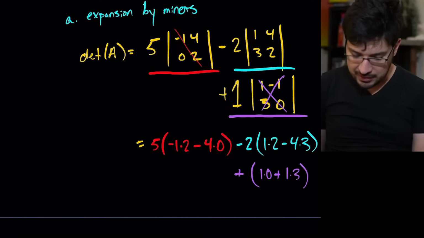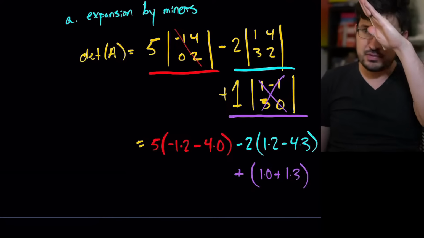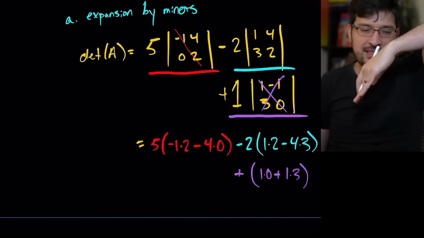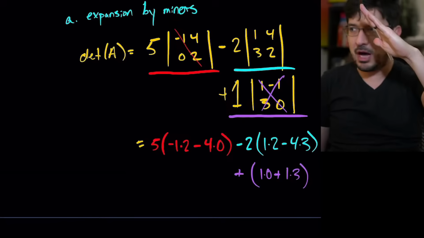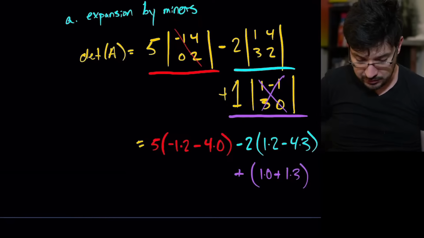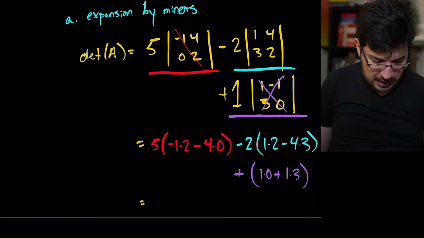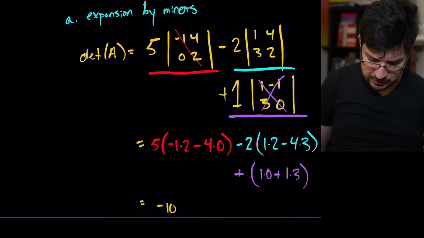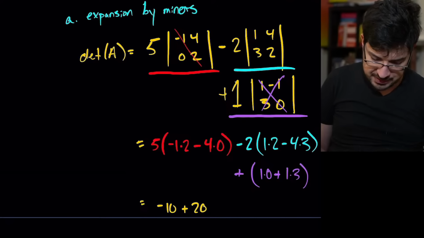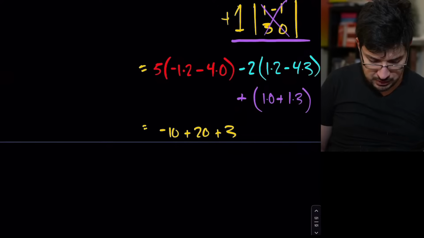So you see how it's like the forward diagonal minus the reverse diagonal. Like the negative slope diagonal minus the positive slope diagonal for each of these. So now we just calculate these. So this is going to be negative 10. This other one is what? Negative 12 plus 2 is negative 10 times negative 2, plus 20, right? And then this last one is plus 3. So this looks like it's 13.